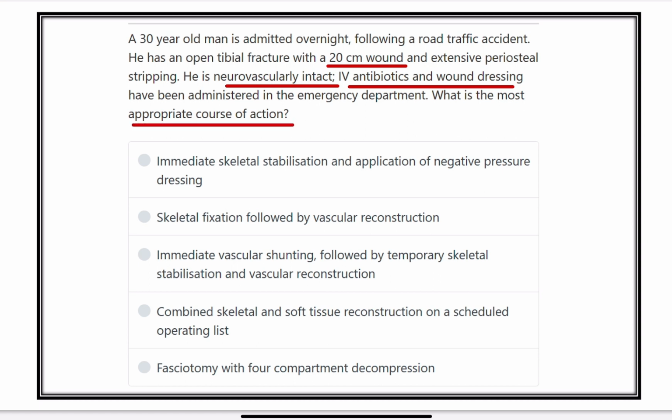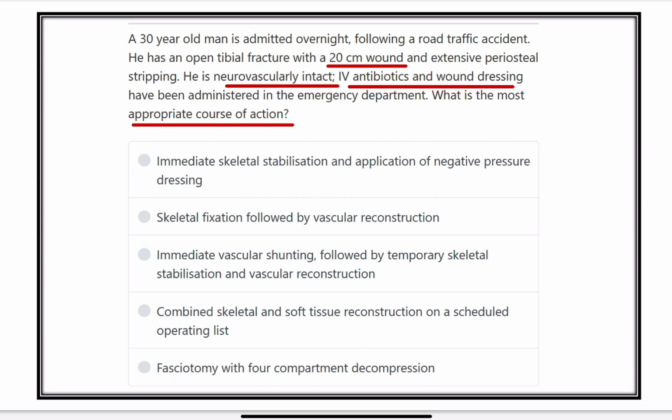So a 30 years old patient has an open fracture of the tibia which is 20 centimeter and neurovascularly intact. IV antibiotic and wound dressing was done. What is the appropriate next action? Here the options are immediate skeletal stabilization and application of negative pressure dressing, skeletal fixation followed by vascular reconstruction, immediate vascular shunting followed by temporary skeletal stabilization and vascular reconstruction, combined skeletal and soft tissue reconstruction on a scheduled operating list, and fasciotomy with 4 compartment decompression.